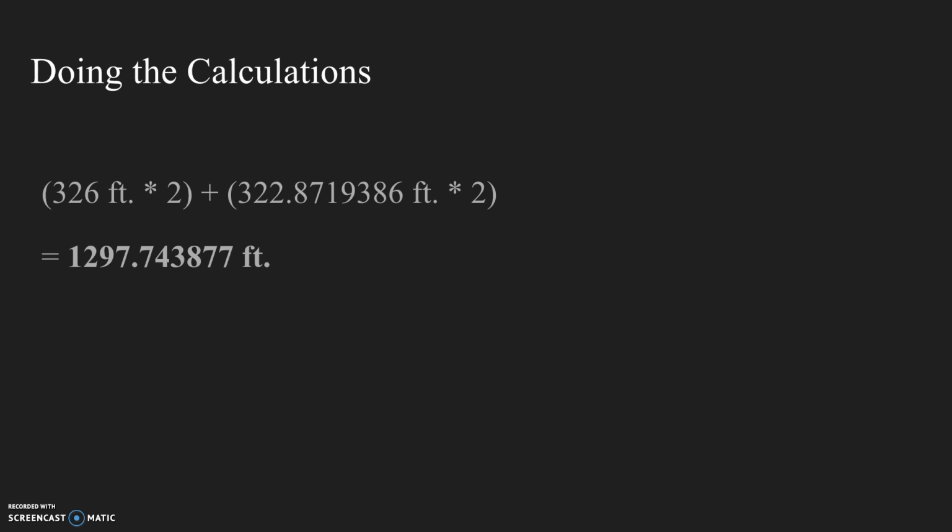And using the equation that I came up with earlier, I simply input these numbers and come out with 1,297.743877 feet, which is essentially the total length of the track field.